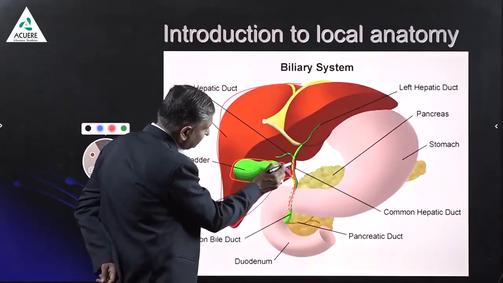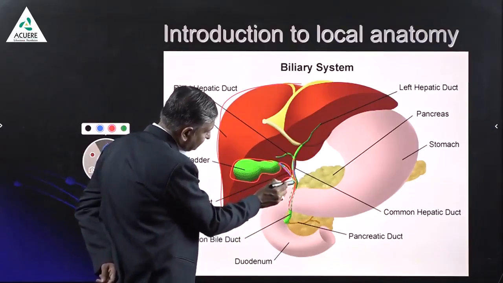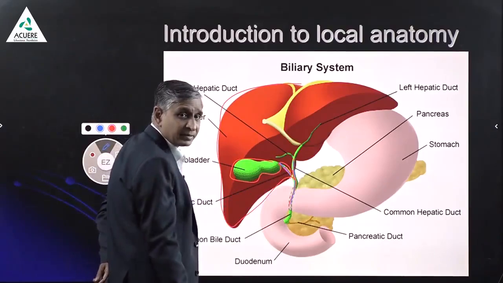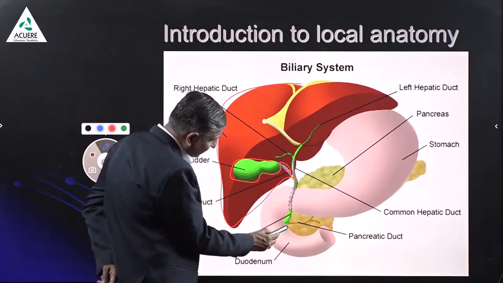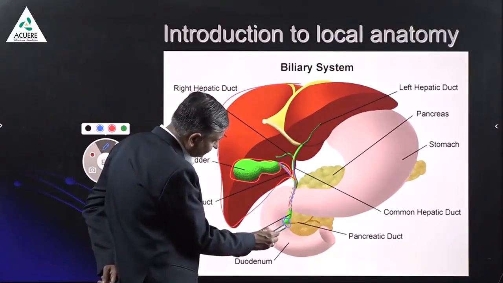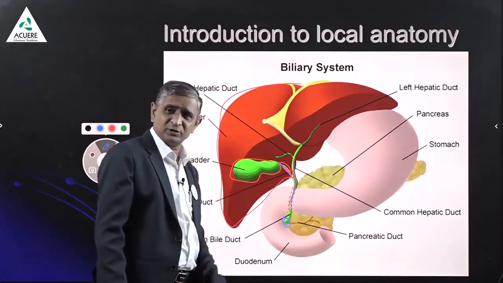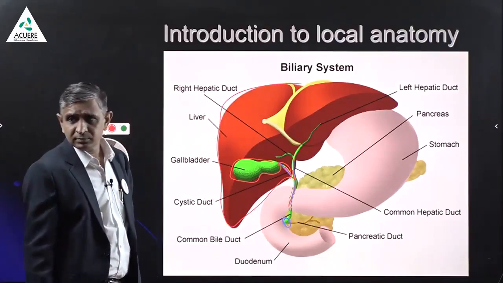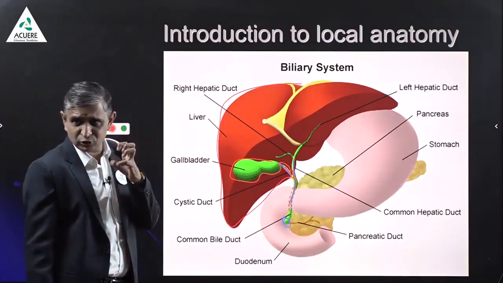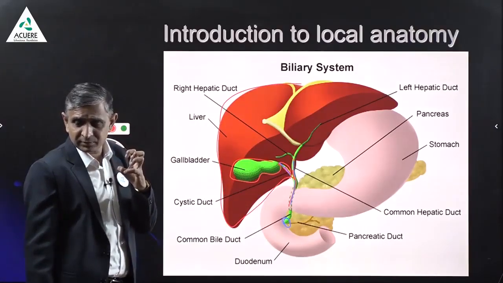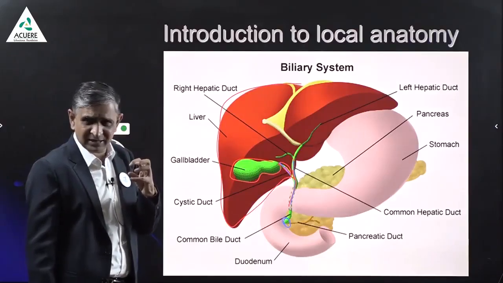Cystic duct, common hepatic duct, common bile duct. This is the ampulla of Vater. Where it opens, there is a sphincter. That sphincter is known as the sphincter of Oddi. Yes, the ampulla is there, the ampulla of Vater.